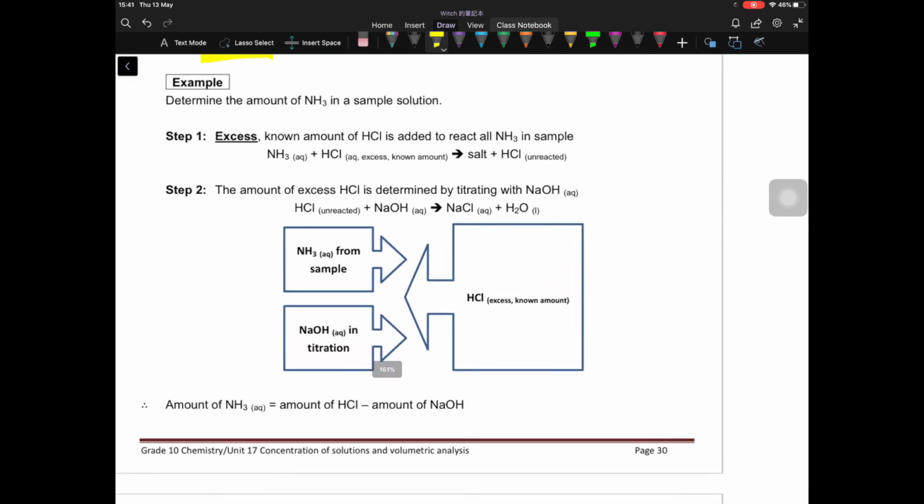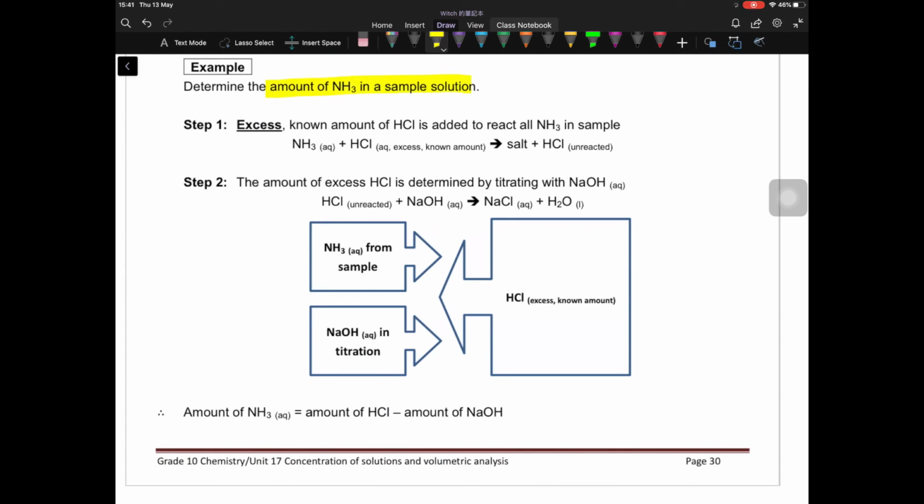We use this example as illustration. We want to find the amount of ammonia solution in the sample. First, we react ammonia gas with excess HCl. This is easy because neutralization takes almost no time to complete, and all the ammonia will be gone and a few HCl is left because they are in excess. The second round is we try to titrate the resulting solution with sodium hydroxide, and of course we can find out the amount of unreacted HCl through titration.